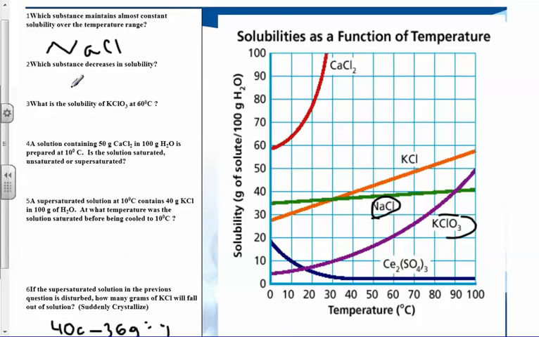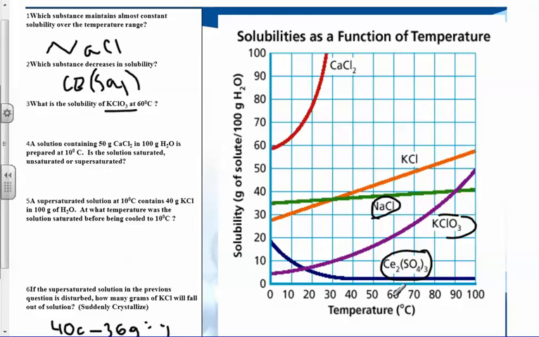Alright, number 2, which substance decreases in solubility? Take a look at the lines. And which one do you think decreases in solubility? Well, if you answered our nice little CeSO4, you would be correct. So cerium sulfate.